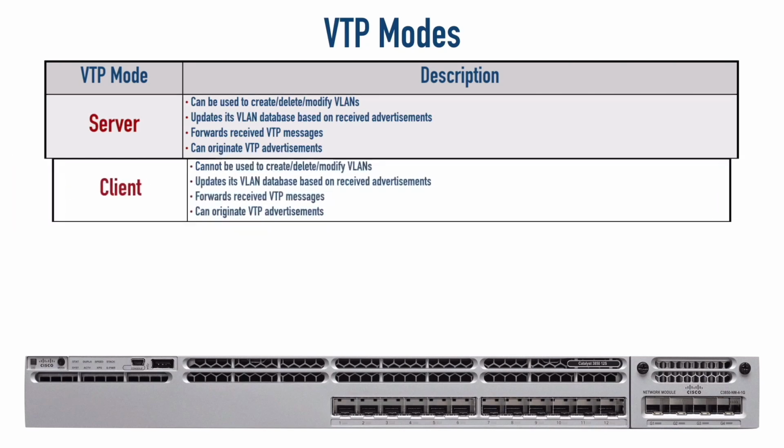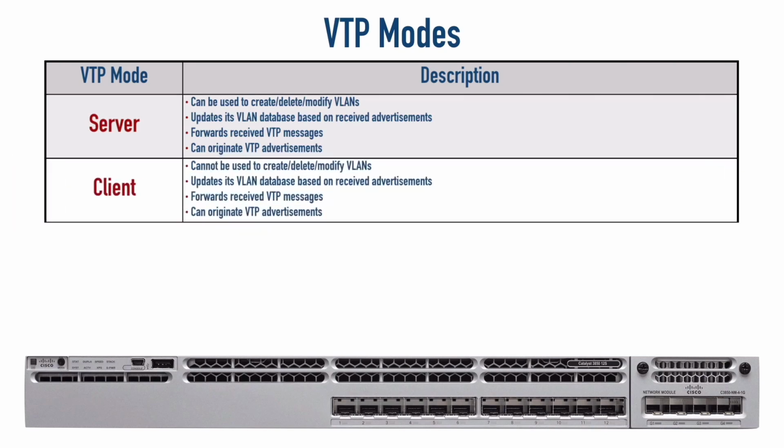Contrast server mode with client mode. With client mode, we cannot go to the command line interface of that switch and say, I want to create or modify or delete a VLAN. However, that switch does have a VLAN database, and we can update that VLAN database based on advertisements that we receive. And if we receive an advertisement, then we're going to forward that advertisement out our trunk ports, and we can originate VTP advertisements. How is that possible? If I'm not able to make a change, how can I originate a VTP advertisement? This is a common point of confusion.